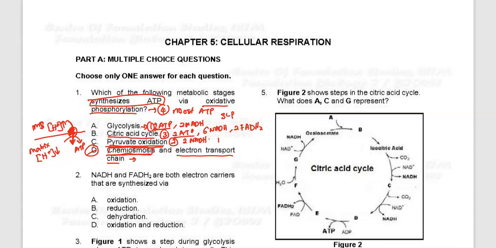So these are the products, which is NADH and also FADH2, that will enter into the oxidative phosphorylation stage, where these two molecules function as electron carriers that carry electrons with high energy, and that energy will be used to synthesize ATP molecules, right?